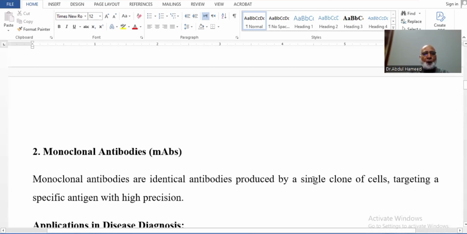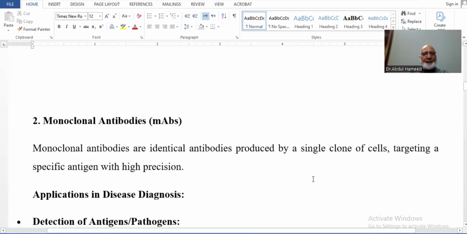Then comes the monoclonal antibodies, abbreviated as MABs. Monoclonal antibodies are identical antibodies produced by a single clone of cells, targeting a specific antigen with high precision. So how to make it? It's very simple. First of all, we identify a B cell producing some specific type of antibody. Then we hybridize it with a myeloma cell to make a hybridoma, which has the ability to divide and redivide and to produce monoclonal antibodies.